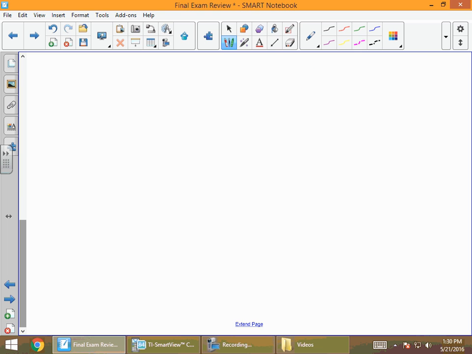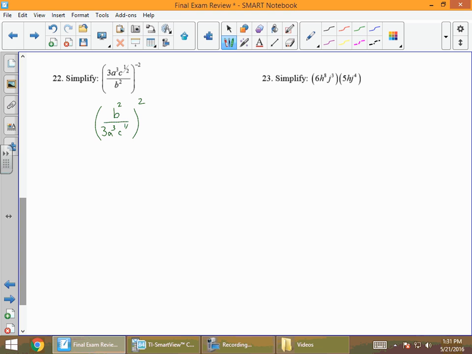22. I see the negative exponent, so the first thing I'll do is I'm going to actually flip the fraction so I can make that a positive. So I'll put b squared on top now. I'll put 3a to the third, c to the 1/2 on the bottom.